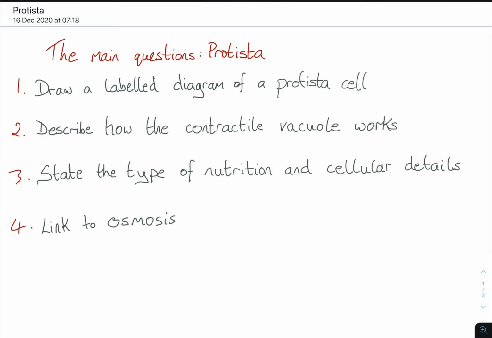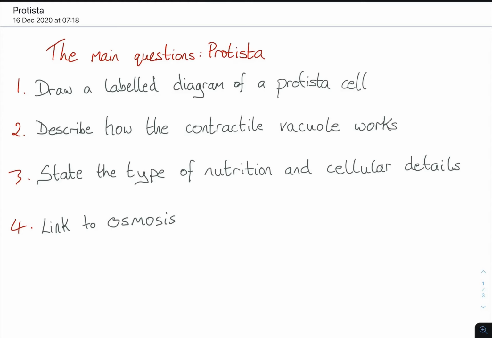So, section one, you could theoretically be asked to draw a labelled diagram of a Protista cell. Now, I don't think you've actually been asked before to draw one, but you have been asked to label one. Secondly, you're asked to describe somewhat in detail the contractile vacuole, how it works. Again, this hasn't really been asked so much in past paper questions, but then there hasn't been a whole pile of these questions. But judging from the syllabus, you could still be asked these.